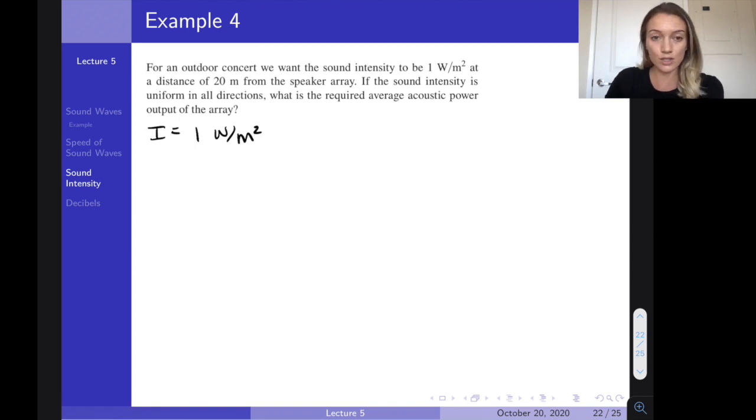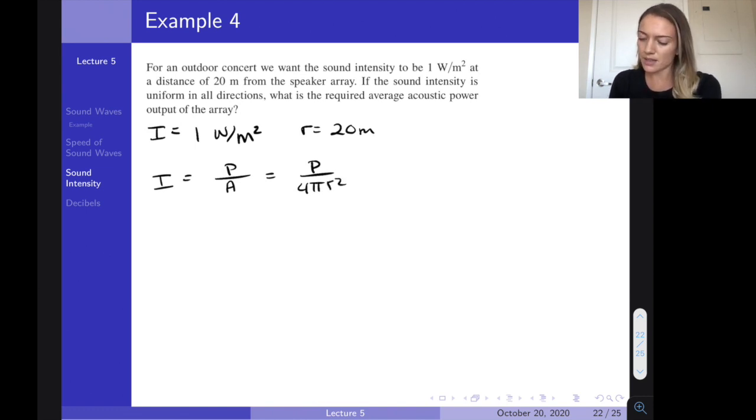And the distance is 20 meters. So our R will be 20 meters. And we want the power output. So remember, the intensity is the power divided by the area, which in the case of a sphere would just be 4 pi r squared.